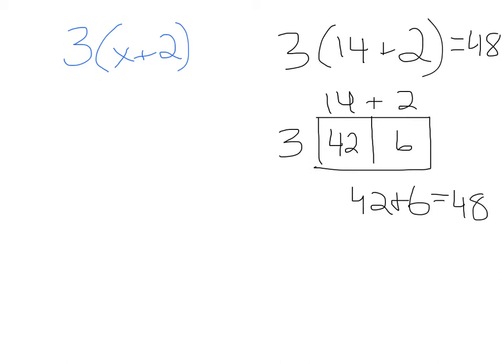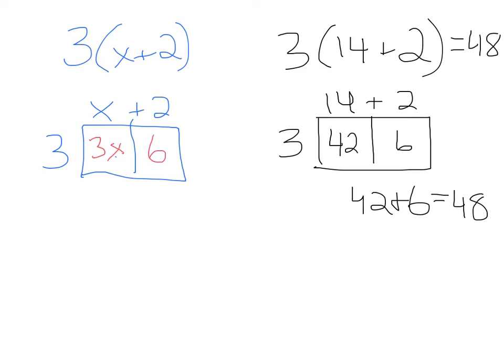I'm going to use that same process with this unknown. Length of 3, width of x plus 2. Oops, I messed that up. This should go above. x plus 2. And inside, the area of each individual rectangle is now 3 times x, which is 3x, plus 3 times 2, which is 6. So my solution here is 3 times the quantity of x plus 2 is equal to 3x plus 6.